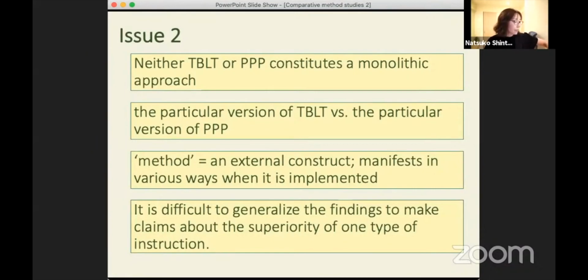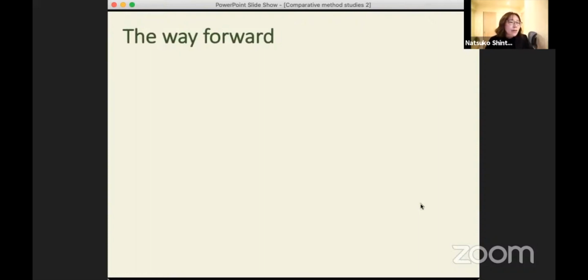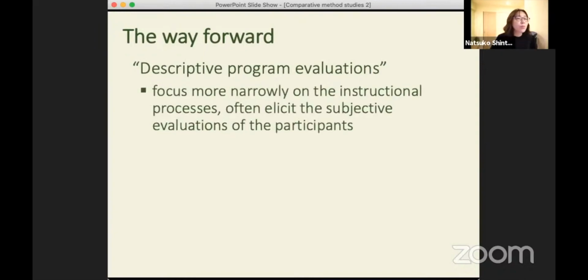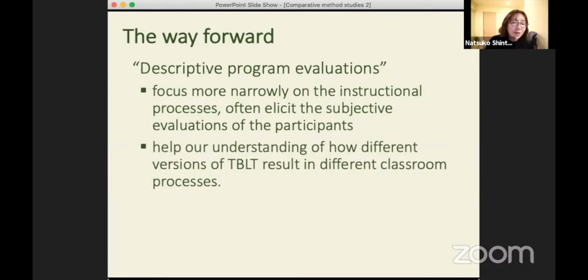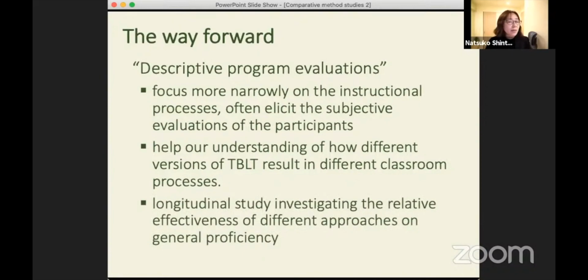Arguably, overcoming these issues can be achieved through carefully designed descriptive program evaluations. Such evaluations focus more narrowly on the instructional processes and often elicit the subjective evaluations of the participants themselves. By doing so, they may help our understanding of how different versions of TBLT result in different classroom processes. Then the study could also include pre-post measurements to investigate the relative effectiveness on general proficiency as a result of what happened in the program.